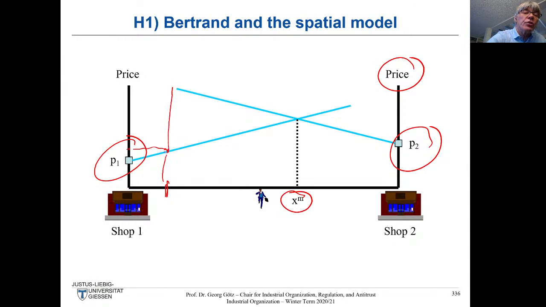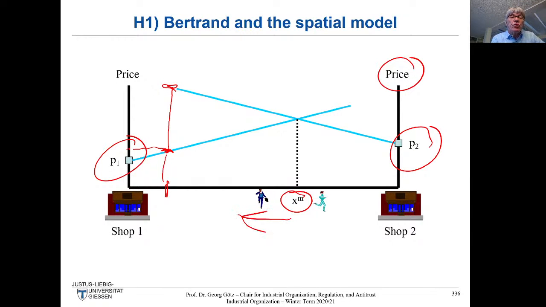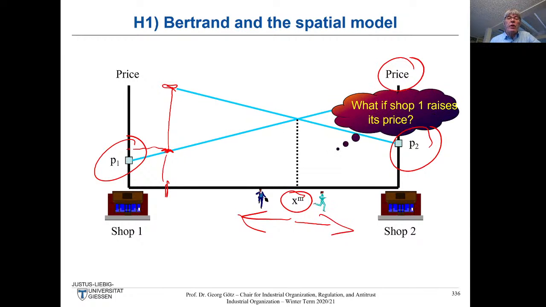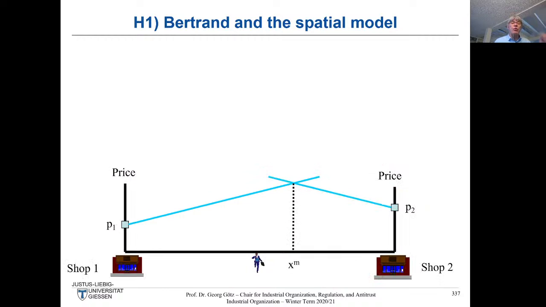This consumer here has much higher utility from buying at shop 1 rather than at shop 2. Everyone to the left goes to shop 1, everyone to the right goes to shop 2. If shop 1 increases its price, x_M moves to the left and some consumers then switch. That should be clear. Now, the interesting thing is how we determine x_M. That's straightforward because we know this indifferent or marginal buyer is indifferent between buying from the shop located at 0 and from the shop located at 1.